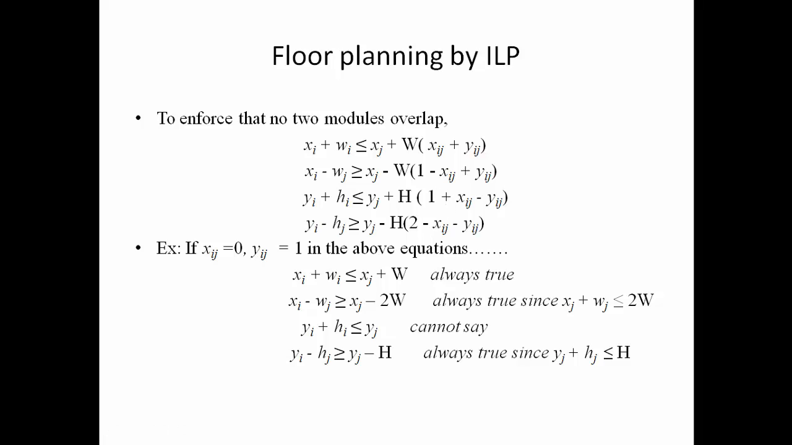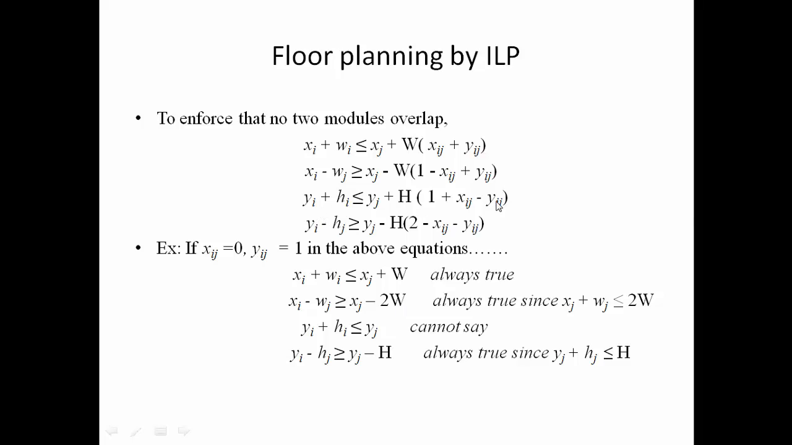Okay, so for example, I'll just look at this example. If xij is 0 and yij is equal to 1, so we're taking the 0 1 pair. So if xij is equal to 0 and yij is equal to 1 in the above equation, what happens? So in the 0 1, what happens? xi plus wi lesser than xj plus W. This is 0 and this is 1, right? So we have this equation here. So the second equation becomes, this is 0 and this is 1, so 1 plus 1 becomes 2. It becomes xi minus wj greater than xj minus 2W.